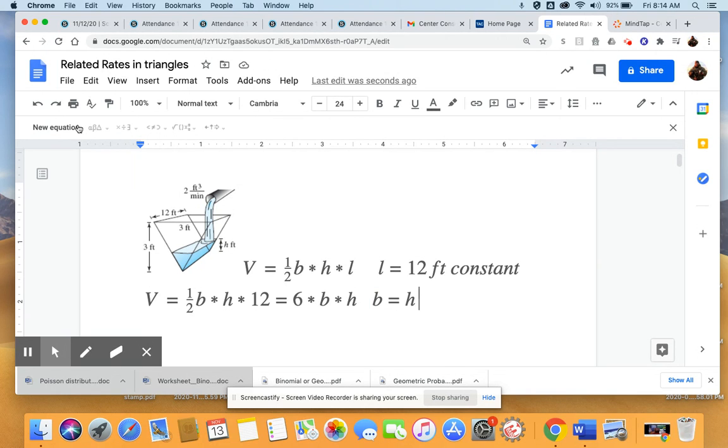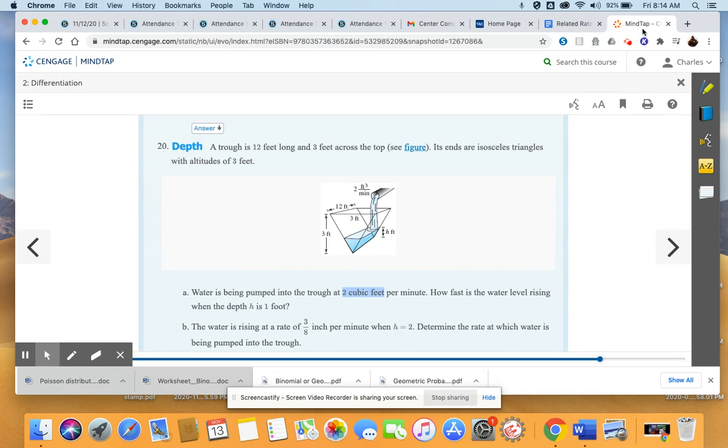Now, the next important thing we have to identify here is what are they asking us to find? We'll go back to this question. We're going to have to pause there.